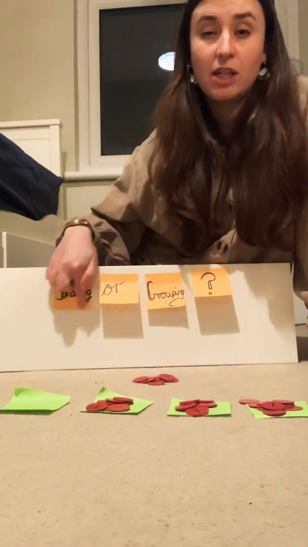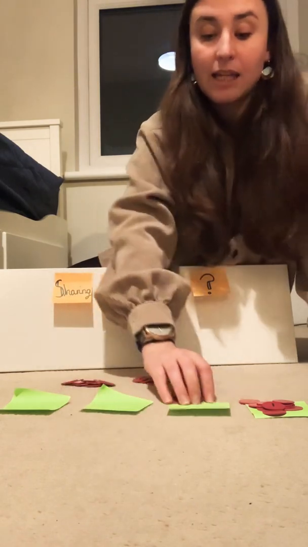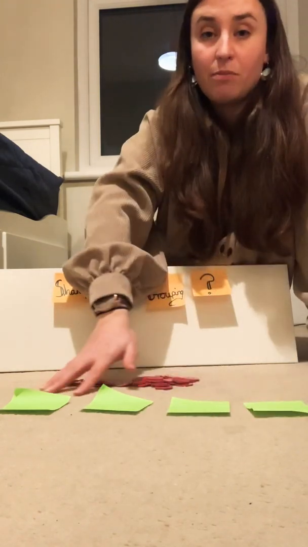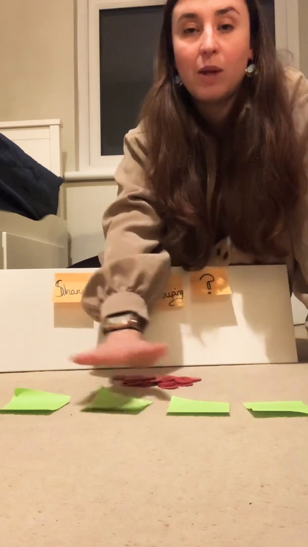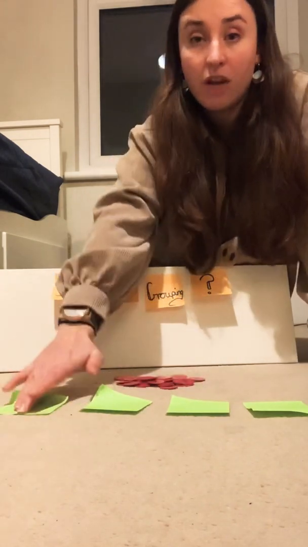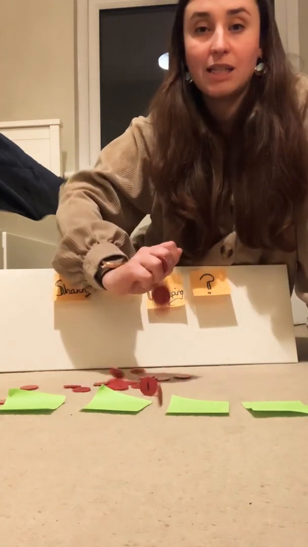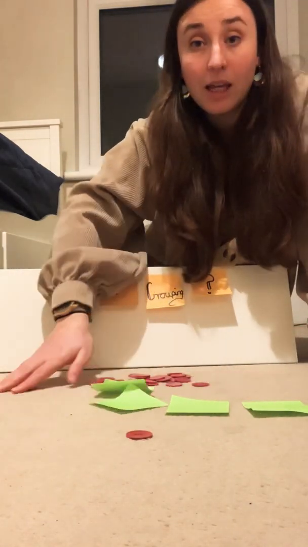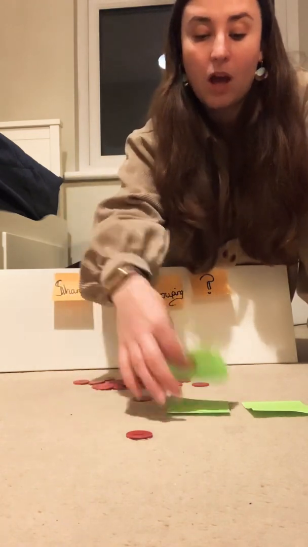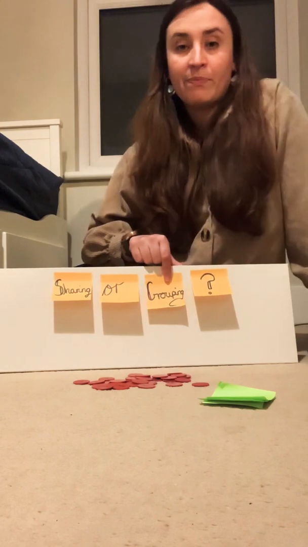So the question has asked me to take the total, so 36, and to share them equally between another amount. This was 36 divided by 4. I divided my group of 36 counters equally between 4 squares. Okay, so how is that different to grouping?